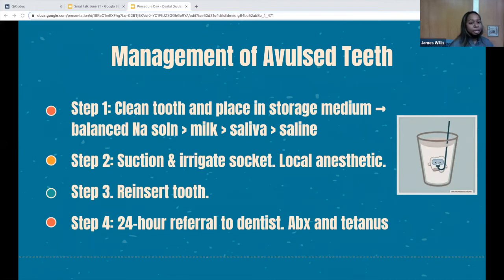Always try to manipulate the tooth by the crown. Don't touch the root of the tooth, because you don't want to disrupt the periodontal ligaments on the tooth.